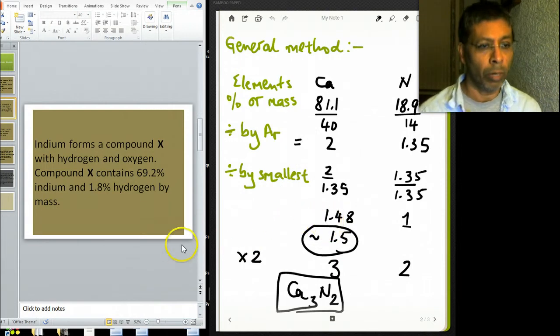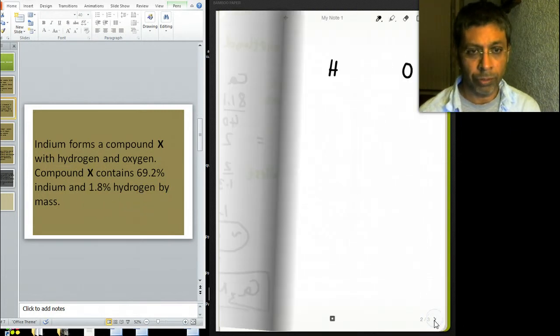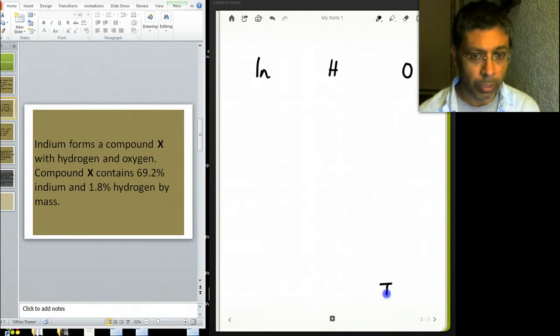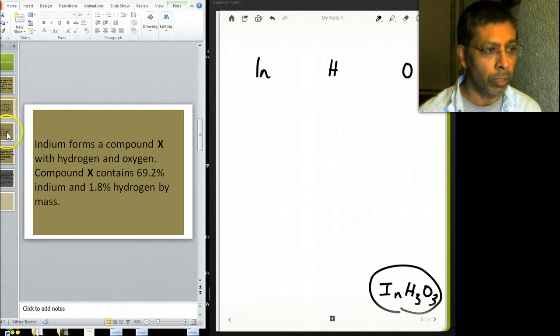Okay, right, I'm going to leave you to do this question. Leave you to do that yourself, and I'll tell you what the answer is. It is InH3O3. Let's see if you can have a go and get this answer. In the meantime, let's go to question 3.